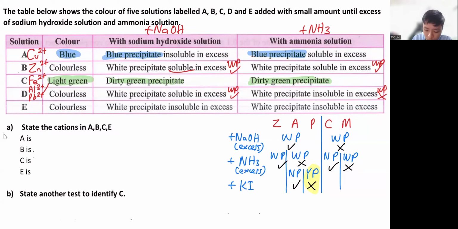After that you have E. E is a white precipitate, insoluble in excess NaOH. It means either calcium or magnesium. After that I add NH3. Then how? White precipitate insoluble. The only possible is magnesium ion. So you can write down the answers for A, B, C, E.